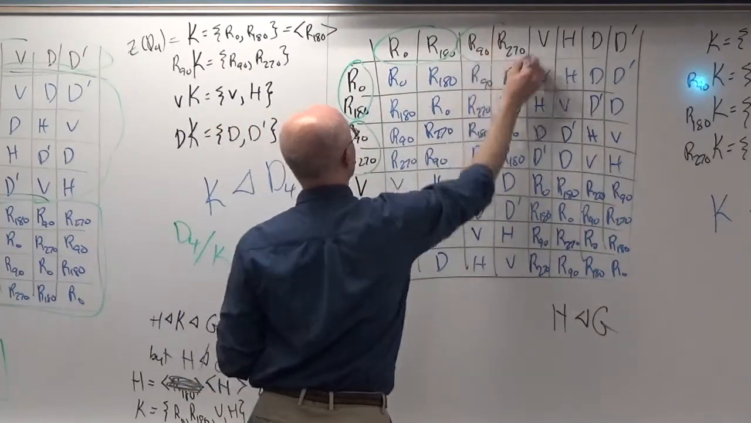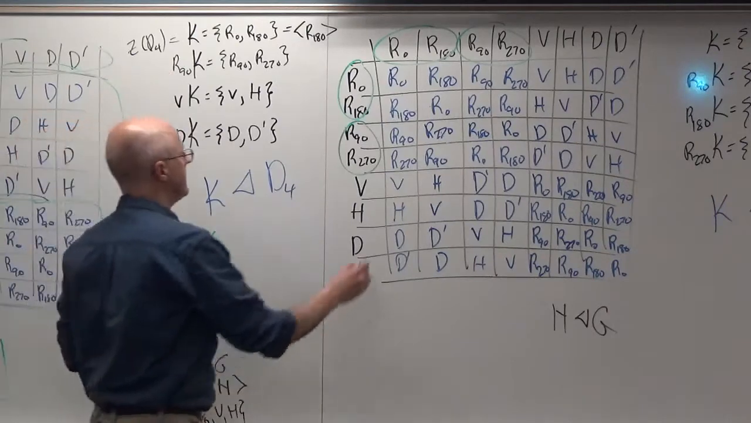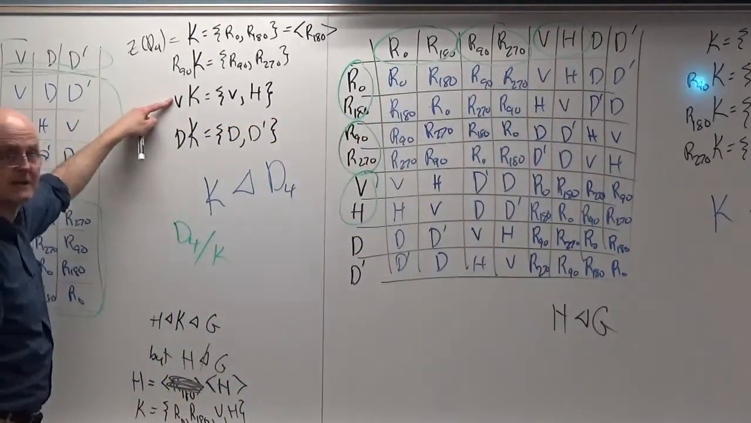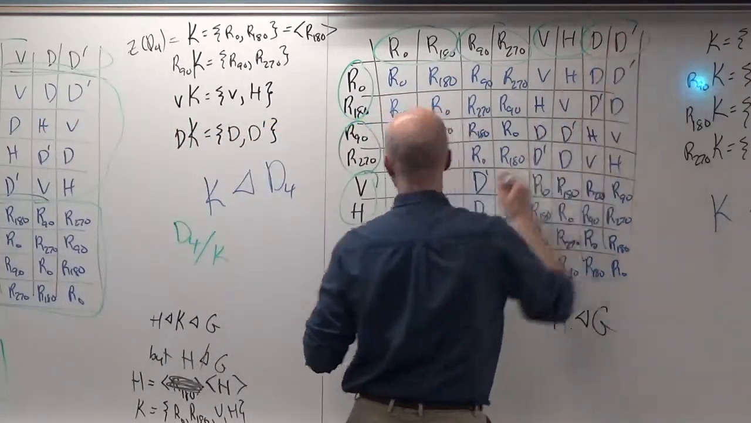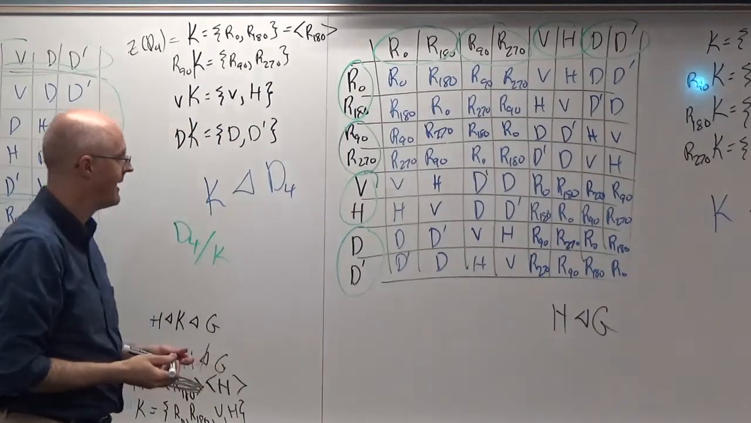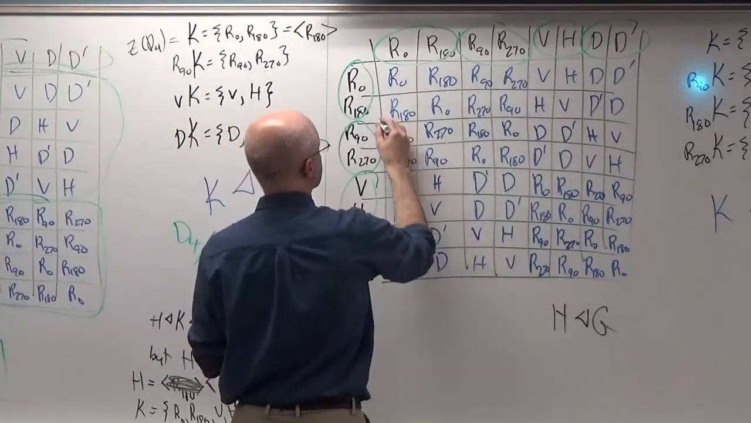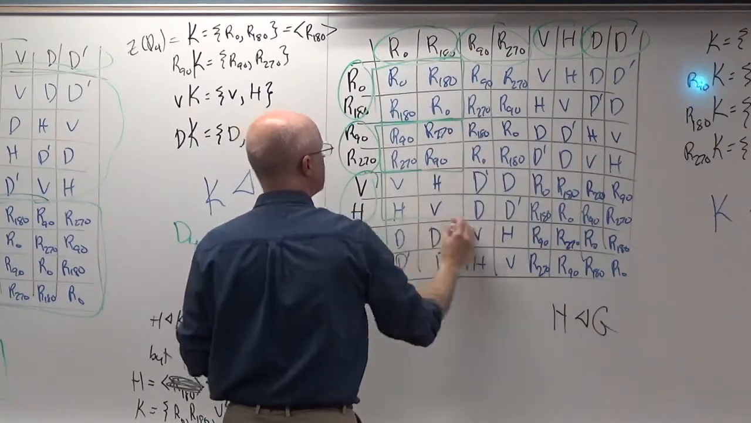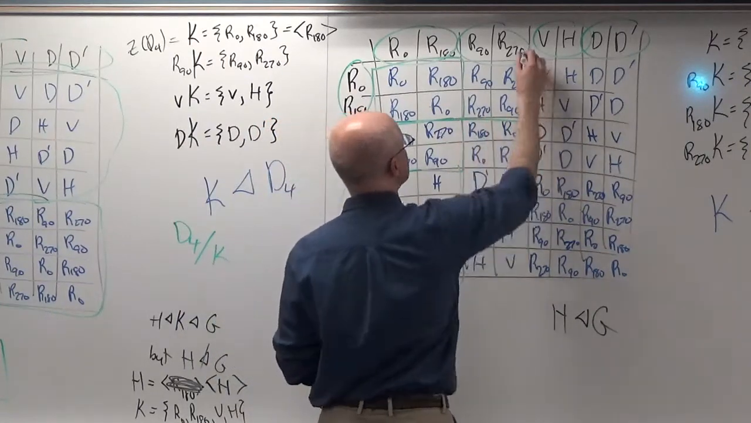R90 and R270 are going together. That's this coset. V and H are going together. I've reordered the elements here. That's that coset. And DK is represented by these two elements. I group those together. Now look at the substructure of the Cayley table here, or the group structure, you might say. Think in terms of these 2x2 submatrices, if you will.